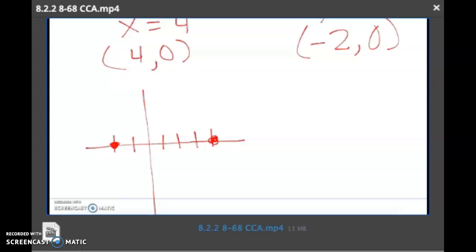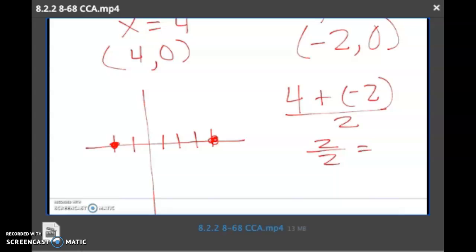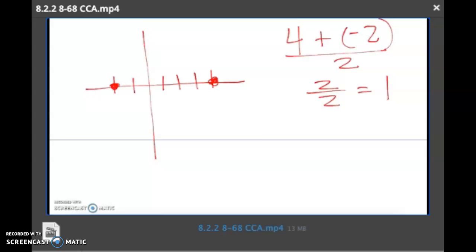So if I want to find that midpoint between my two roots, I can just take the two roots, 4 and negative 2, add them together and divide by 2, and that'll give me that midpoint. So 4 plus negative 2 gives me 2, divided by 2, so I get 1. So I know that the x-coordinate of my vertex is going to be at 1. But what I don't know at this point is what the y-coordinate of my vertex is.